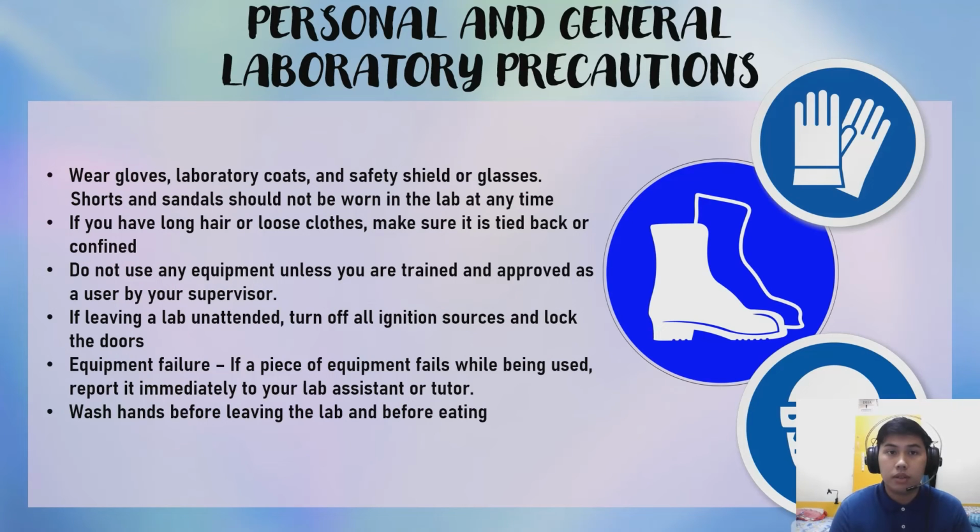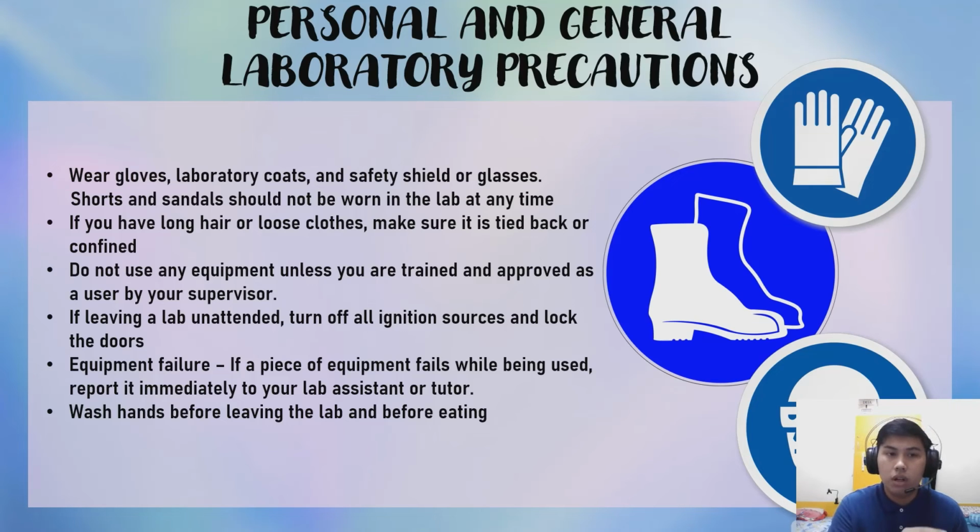Let's move on to the next part, which is personal and general laboratory precautions. The first one is we need to wear appropriate clothes while doing lab work. We need to wear gloves, laboratory coats, and safety shields or glasses. Shorts and sandals should not be worn in the lab at any time. If we have long hair or loose clothes, we need to make sure they are tied back or confined. We also should not use any equipment unless we are trained and approved as a user by our supervisor. And if we are leaving a lab unattended, we need to turn off all ignition sources and lock the doors.